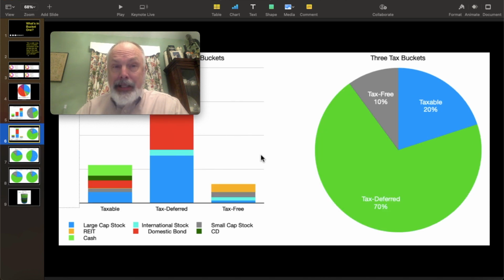This is the tax buckets, the same picture, but by tax buckets. Tax deferred makes up most of my assets. Taxable is about 20, and Roth 401k and Roth IRA are about 10%. Now, like many people my age, we didn't have a Roth 401k option at work. So I'm a little behind on Roth, but I'm doing conversions and I hope to increase this number over time.